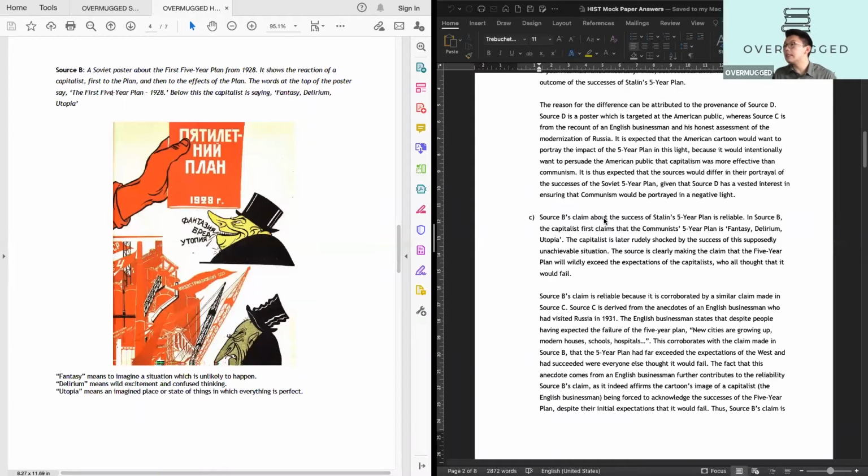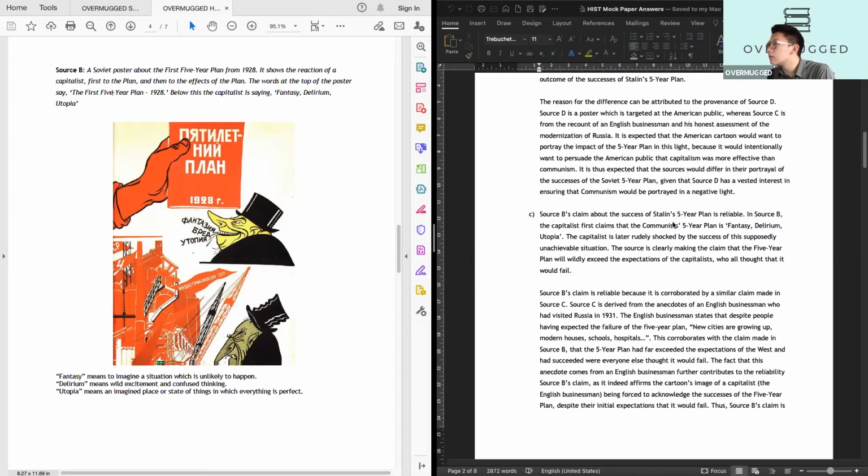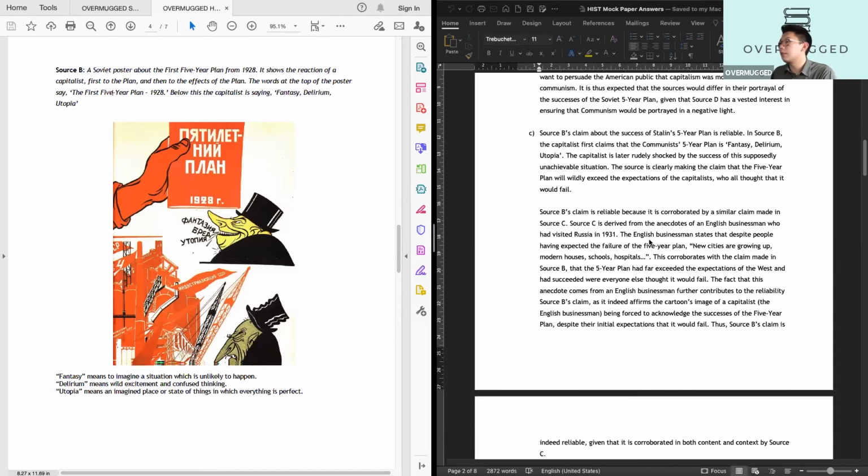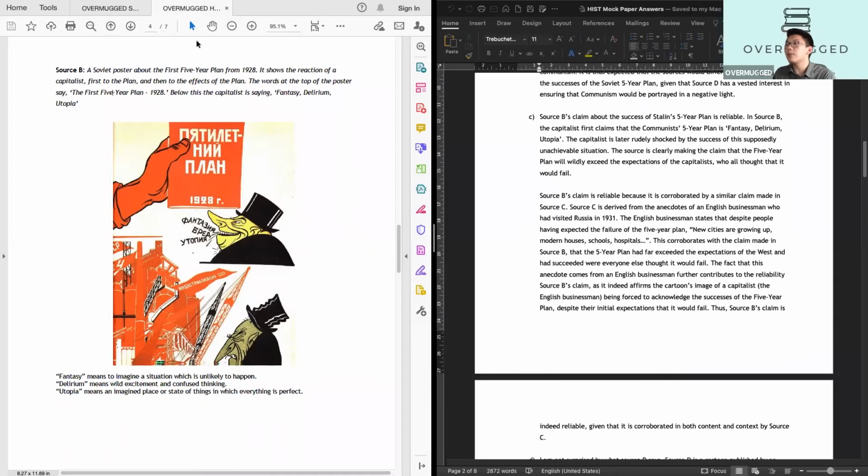So the first and easiest reason to establish why this source is reliable is because of the corroboration here. When you look at the source itself, it is quite hard to say that the source is reliable based on provenance, because it is a Soviet poster. The fact that it is a Soviet poster might hint towards some element of a lack of reliability because obviously they will have a vested interest in wanting to position themselves as being wildly successful in their own claims.